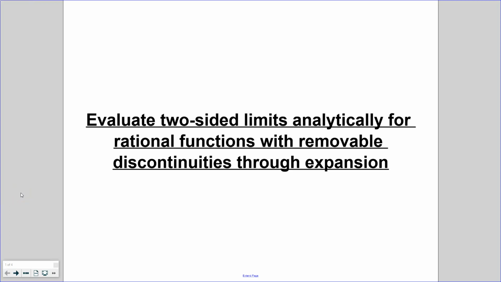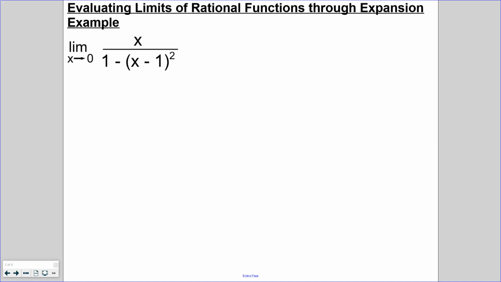Evaluate two-sided limits analytically for rational functions with removable discontinuities through expansion. Alright, so in this lesson we're going to learn how to evaluate limits of rational functions through a method known as expansion. And this is a method you folks have already used in previous math classes. It's just a specific technique that's also applied to limits. So let's take a look at how it works.